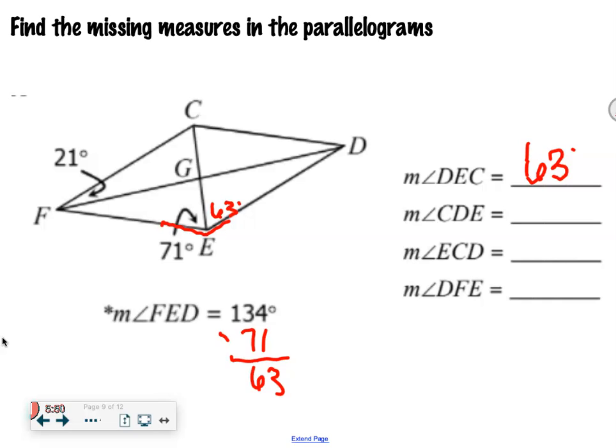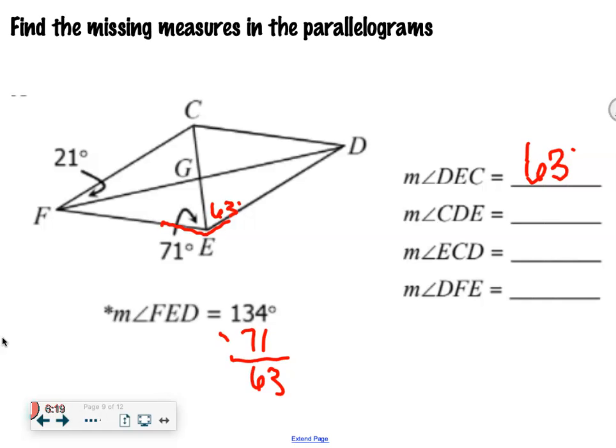CDE, where's CDE? Can we find that one yet? 42. Is it 42? Actually, no. It's an angle bisect. Do we know anything about angle bisectors? We know diagonals bisect. No, but could we add up all the angles? Well, let's do this. We'll get to the bottom of this.